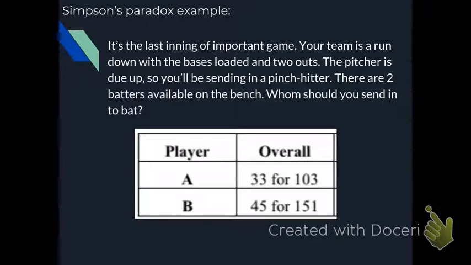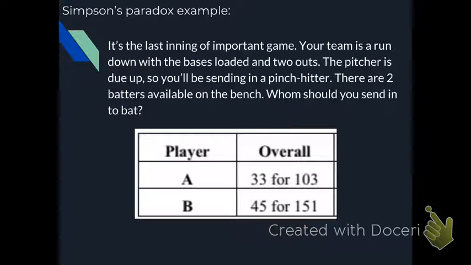You've got player A, who in his last 103 at-bats got a hit 33 times. And player B, out of his last 151 at-bats, got a hit 45 times. If you know anything about baseball, you know that we look at batting averages and we divide these numbers. Player A has a batting average of about .320, while player B has a batting average of about .298. So at this point, looking at this overall data, it looks like a no-brainer to select player A as our pinch hitter.